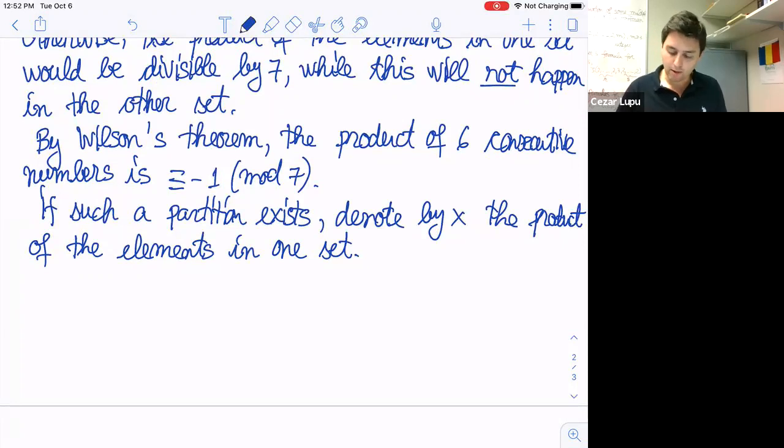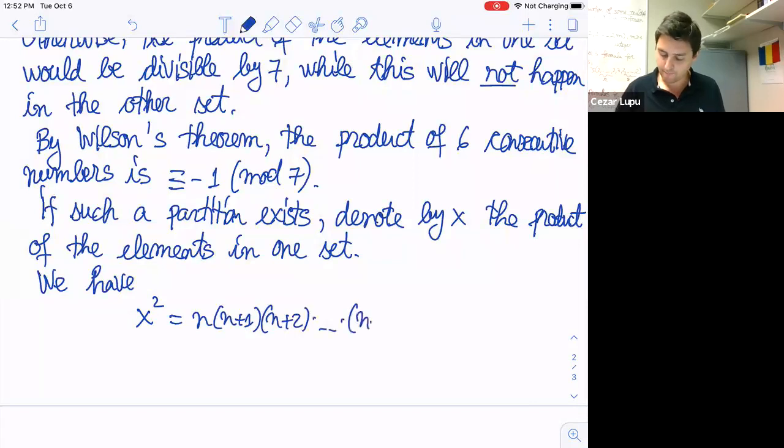Okay, so now once we have this, then this will imply that x squared, so we're going to take all the product, will be nothing else than just n times n plus 1 times n plus 2 times, all the way to n plus 5. But we know that this is congruent with -1 mod 7, by Wilson.